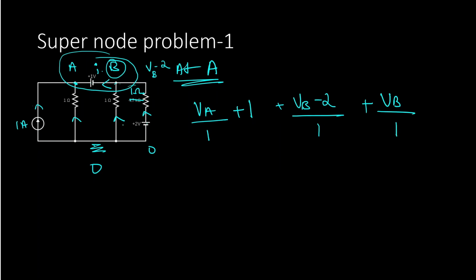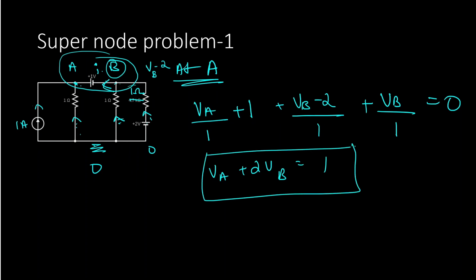So the total current adds up from these resistances, and finally all these currents are added up, amounting to one single current, which is this minus 1 over here. So this is a final addition. What do we obtain? We get VA plus 2VB is equal to 1. So this is equation number 1.